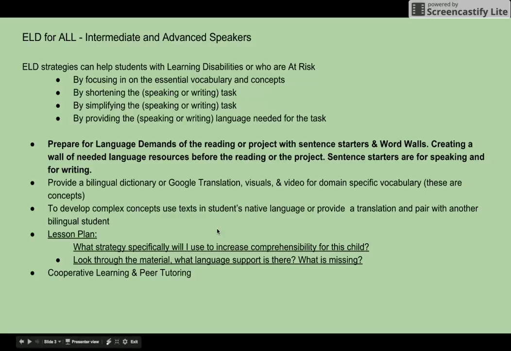Lesson plans. When you're looking at your lesson plans and you have that English language learner, you're thinking, what strategies can I use to increase their access or their comprehensibility? And what is the material that I'm using, the resources? What language supports are there already that I can really focus in on for instruction modification for this lesson? And cooperative learning and peer tutoring is the best strategy for students with language learning needs.